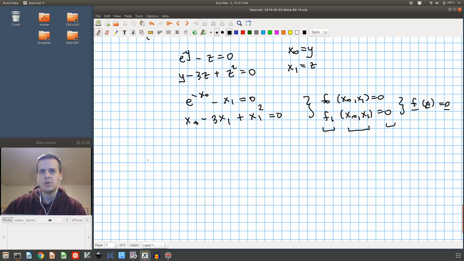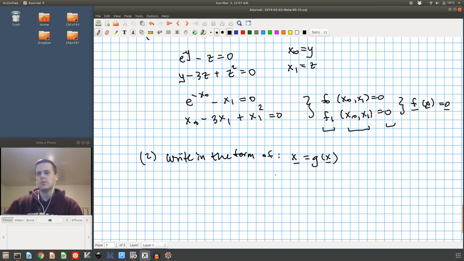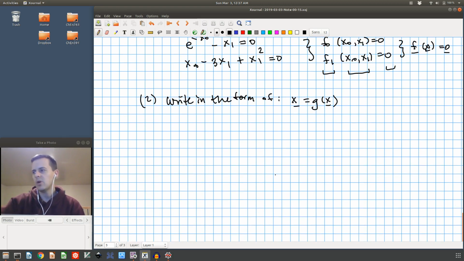So now, number 2 is write in the form of x equals g of x. So let's do that. So we have Picard's method. That one's the easier one to do.